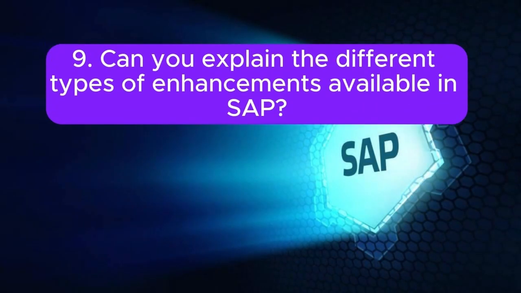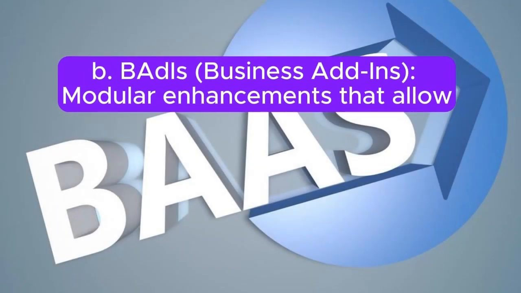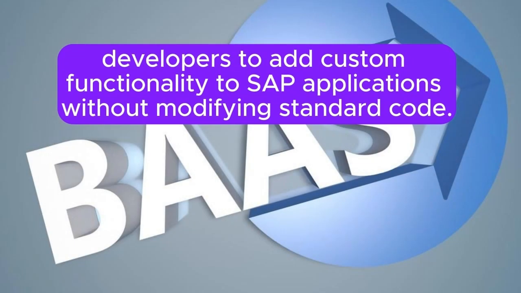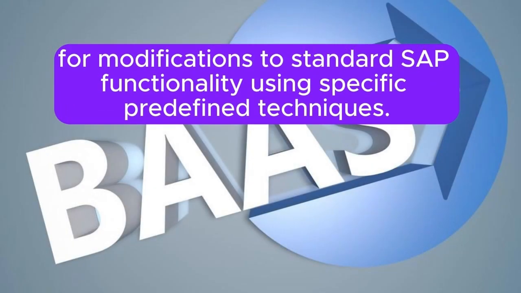9. Can you explain the different types of enhancements available in SAP? Answer. A. User exits. Predefined hooks within SAP programs where custom ABAP code can be inserted to enhance standard functionality. B. BADIs, business add-ins. Modular enhancements that allow developers to add custom functionality to SAP applications without modifying standard code. C. Customer exits. Custom enhancements provided by SAP that allow for modifications to standard SAP functionality using specific predefined techniques.